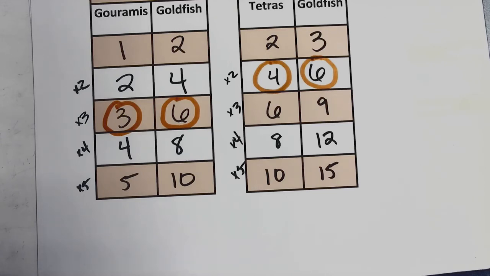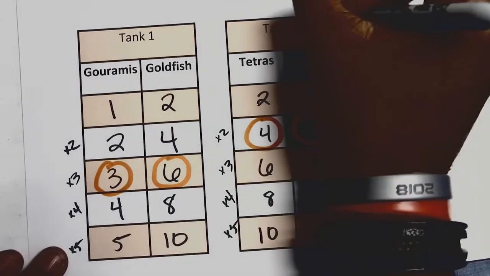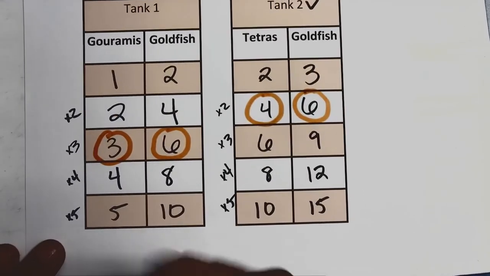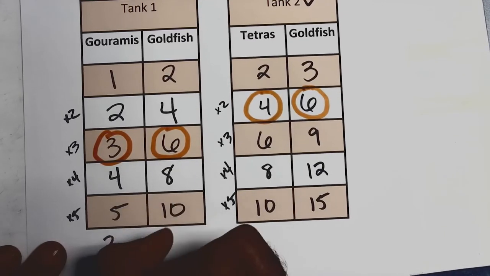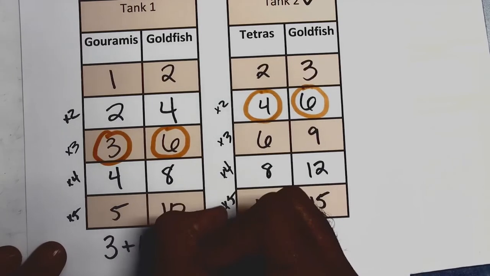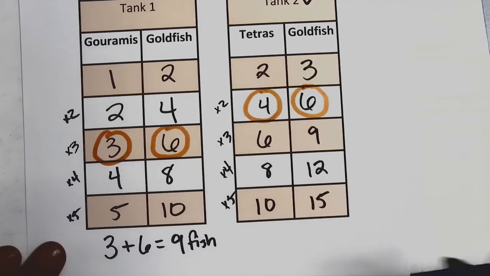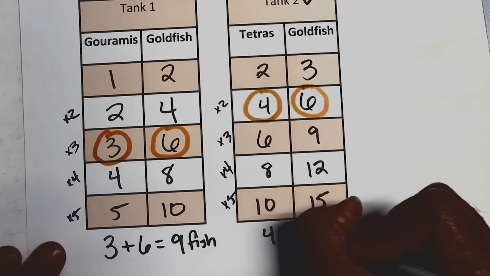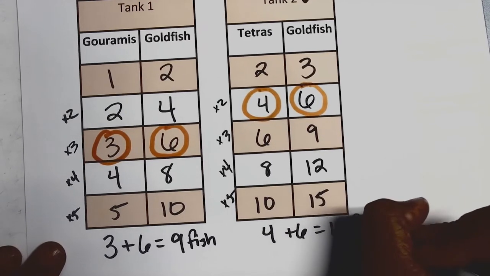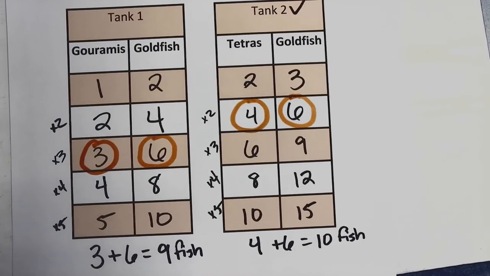All right, so which tank has more fish? You're right, tank 2 actually has more fish. Let's check and see what you did. So from here, 3 plus 6 gives me the total number of fish in this tank, which is 9. And then same here, 4 plus 6 gives me 10 fish. So tank 2 has more fish because it has 10 fish in its tank when there are 6 goldfish. Good job, y'all.